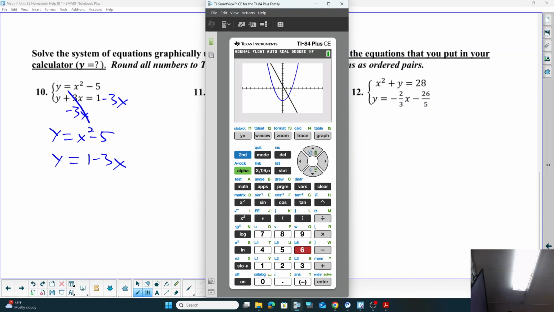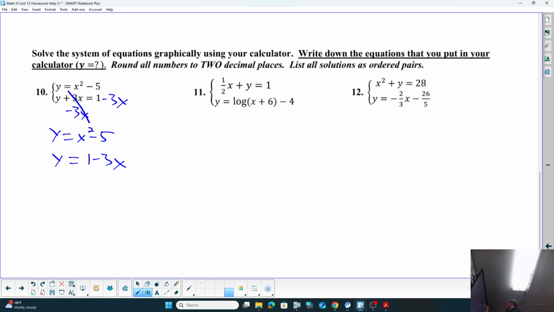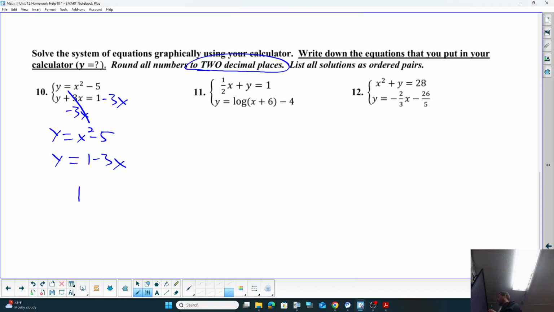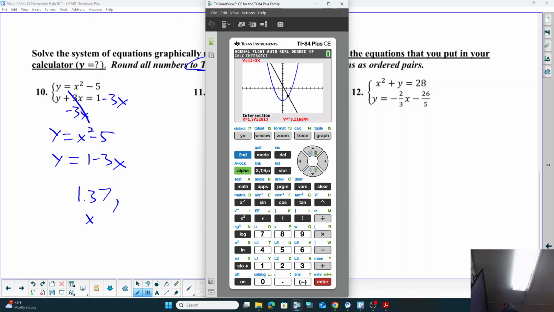Okay, we're looking for the intersection. I see one down there. So there's an intersection. So we go second calc, intersection, intersection, enter. And then we go enter, enter, enter. We get 1.37. How many decimal places? 2 decimal places on the test as well. So 1.37 is our x value, and our y value is negative 3.12.